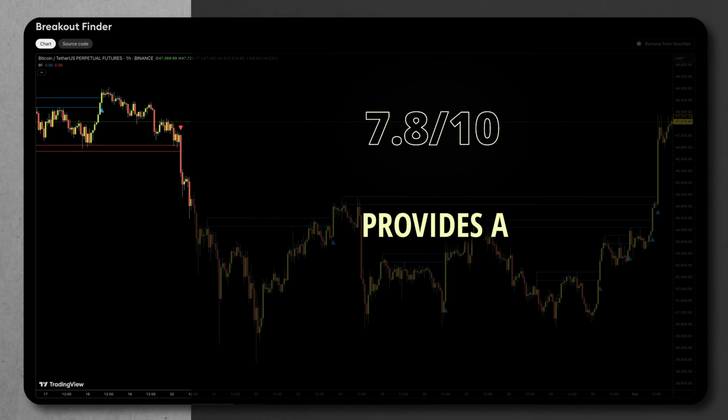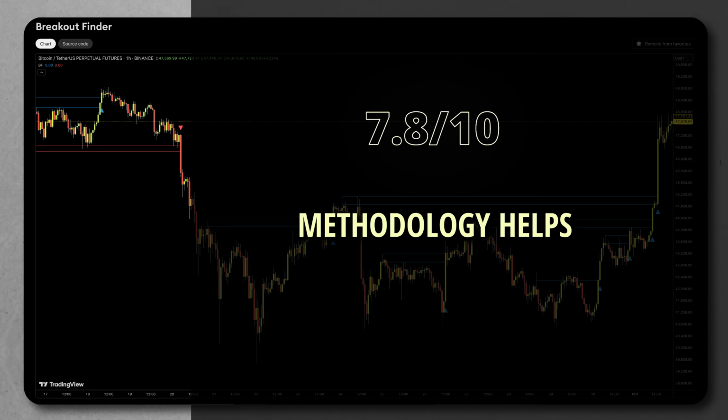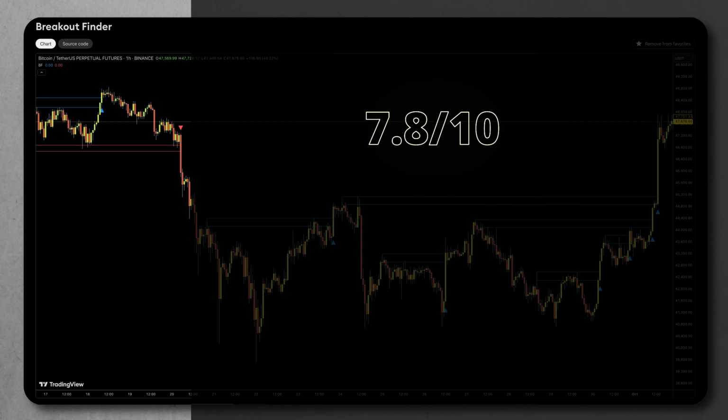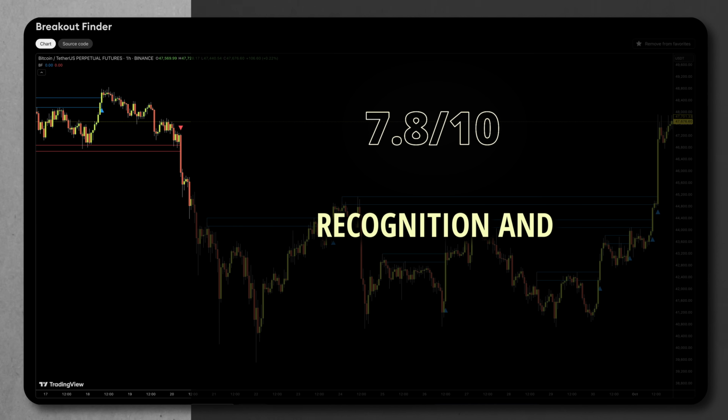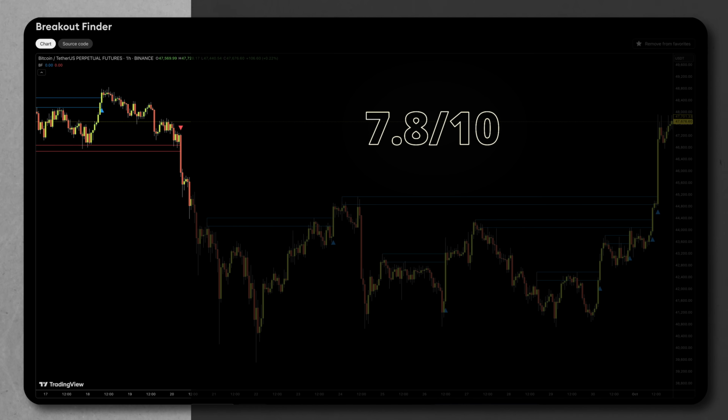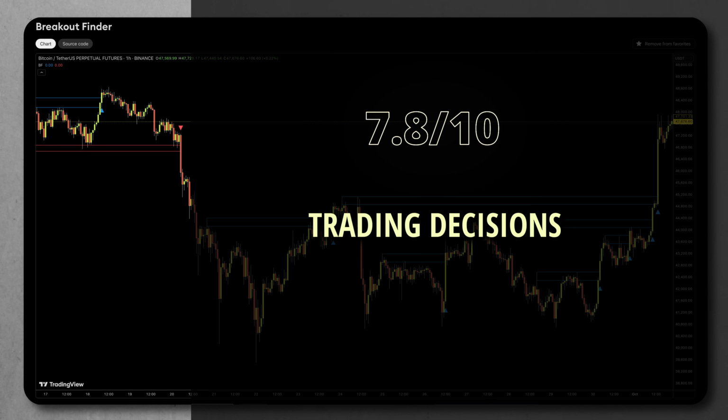The indicator provides a systematic approach to breakout identification through pivot clustering analysis. While its validation methodology helps reduce false signals, the retrospective nature of pattern recognition and parameter dependencies limit its effectiveness for real-time trading decisions compared to more adaptive breakout systems.